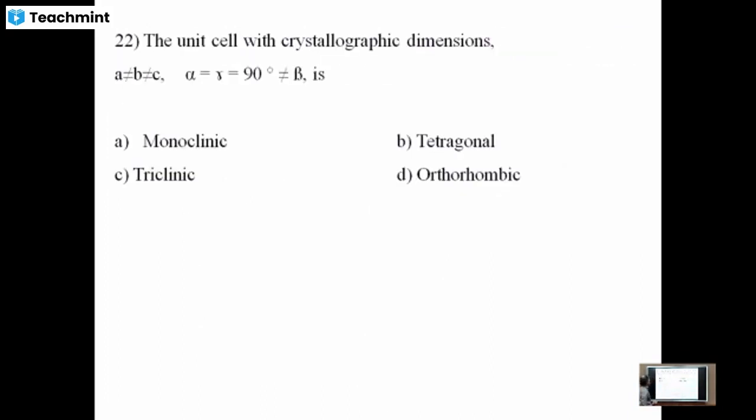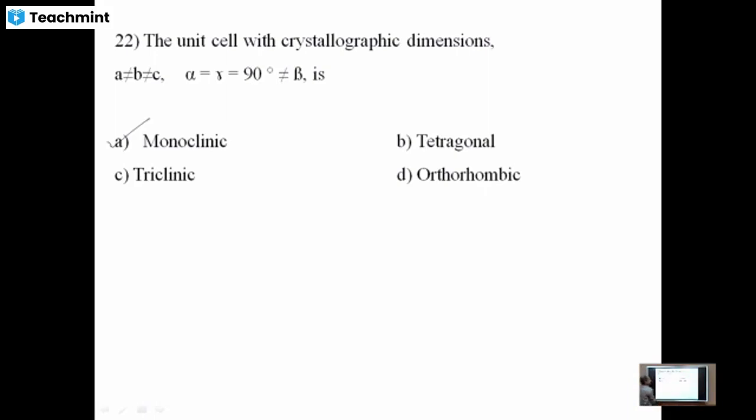Next one. The unit cell with the crystallographic dimensions, but it is not equal to beta, is. Options are monoclinic, tetragonal, triclinic, and orthorhombic. Let me first clarify. The answer is monoclinic. This crystallographic dimension corresponds to monoclinic.